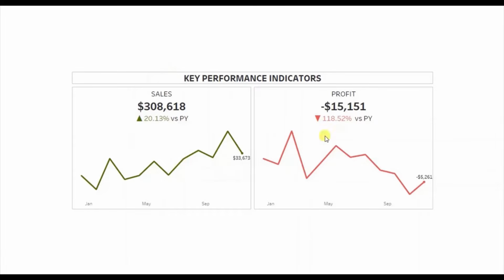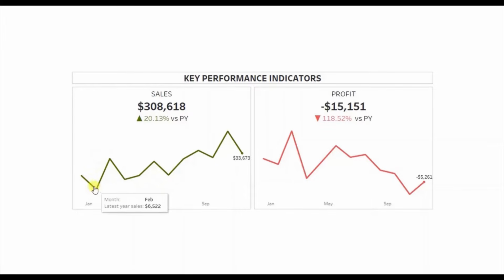Here I have two KPI cards, one for sales and another one for profit. I have used the sample superstore dataset, which had data from 2014 till 2017. In this view, I have tried to compare sales and profit between the latest year, that is 2017, present in the dataset, with the previous year, that is 2016.